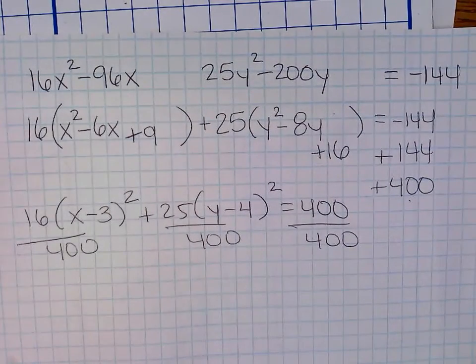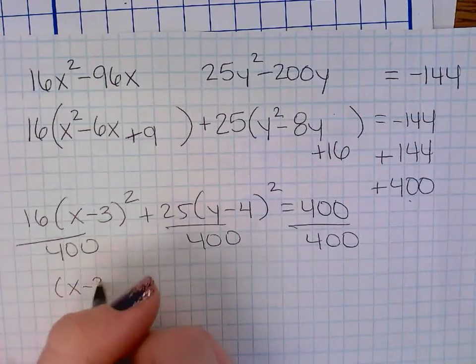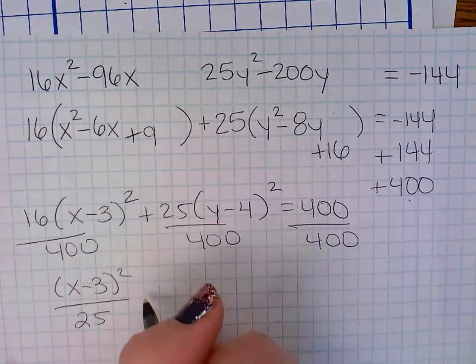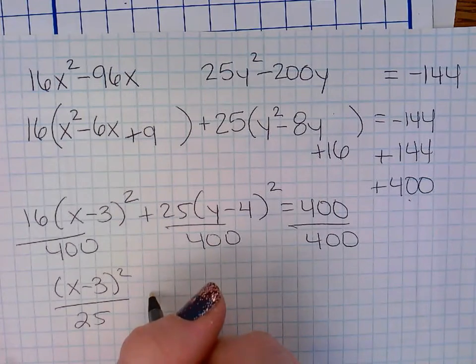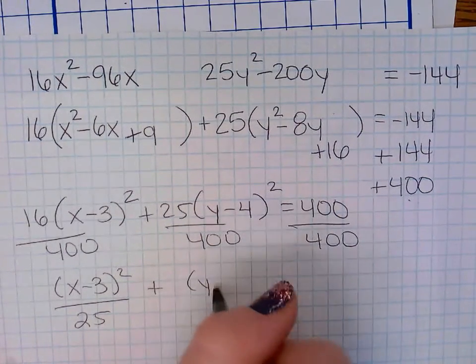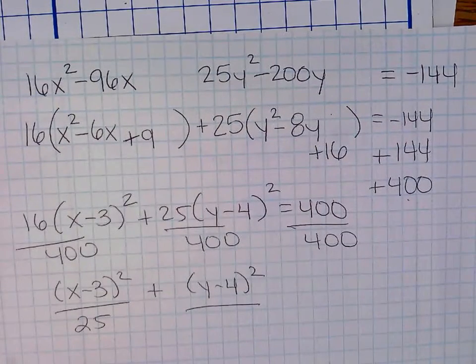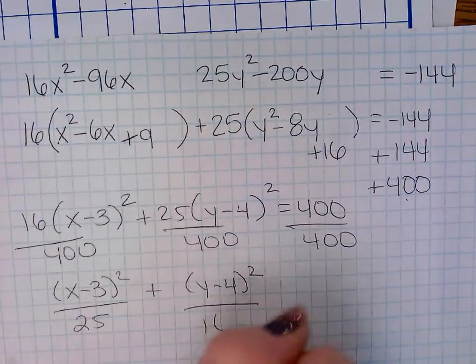So 16 over 400 would reduce to what? 400 divided by 16 is 25. So (x minus 3) squared over 25. Sorry, I didn't give you much room on your paper, I'm realizing. Plus (y minus 4) squared over 400 divided by 25 is 16, equals 1.